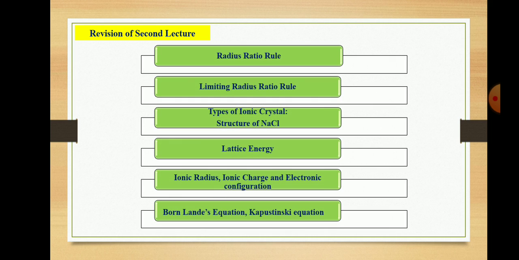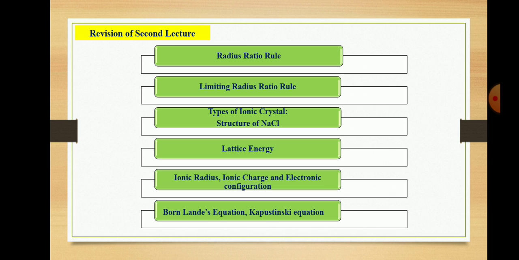Good morning, students. Today we learn the next part from your chapter, that is non-directional bonding. Before that, we have to revise our second lecture. We have to start this lecture with the radius ratio rule. It is a very important rule which explains the stability of ionic compounds by means of the radius of cation divided by the radius of anion. Then we have to learn the limiting radius ratio rule.